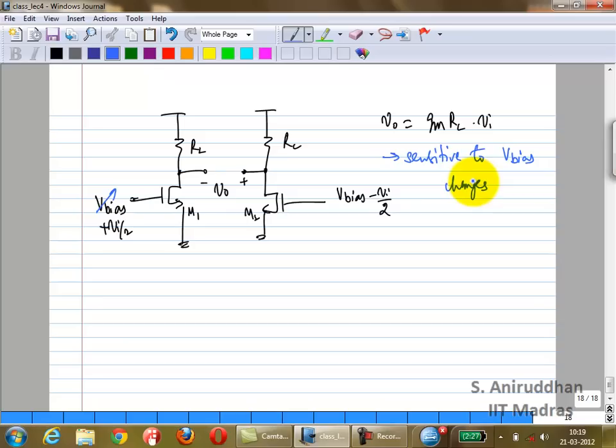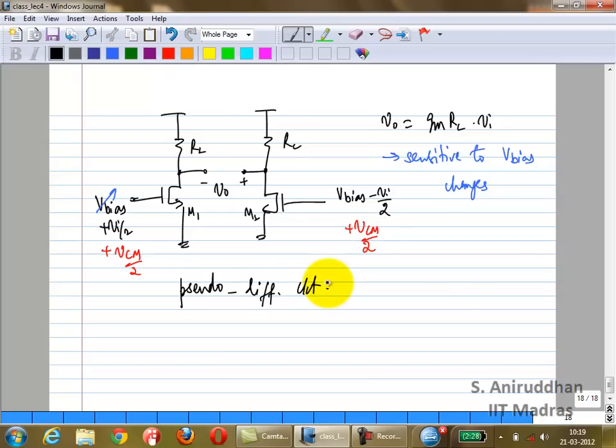Now suppose instead of just V bias, I had V bias plus V I by 2. I added a common mode signal to both sides. It's a signal, not DC. What happens to VO? VO stays the same as long as it's differential. Okay. However, this particular circuit is called a pseudo-differential circuit because even though you can get a differential output which is similar to the other case, it does amplify some kinds of common modes. In fact, it does amplify a certain kind of common mode.